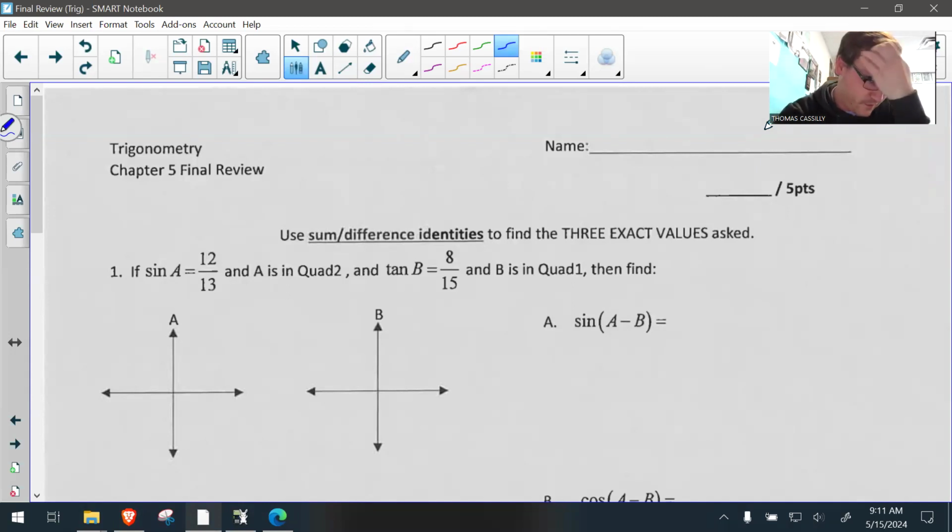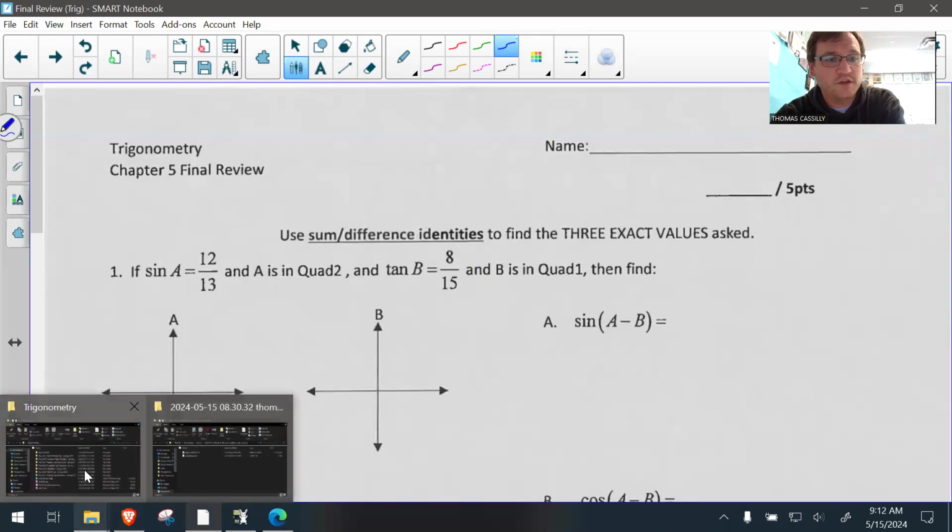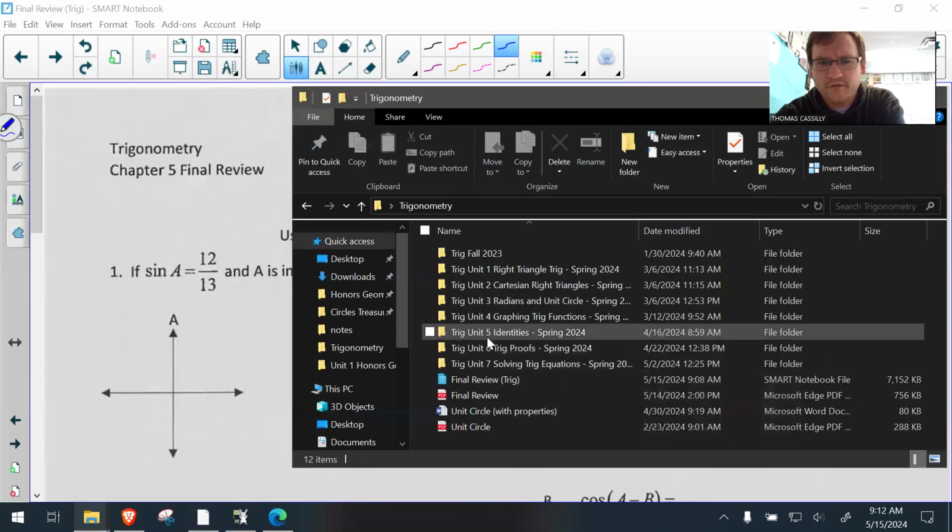Now, I don't have these all written down somewhere. They're on my wall over there. I don't expect you guys to have these things memorized. I'm going to give you a formula sheet here. Let's see if I can pull them up.